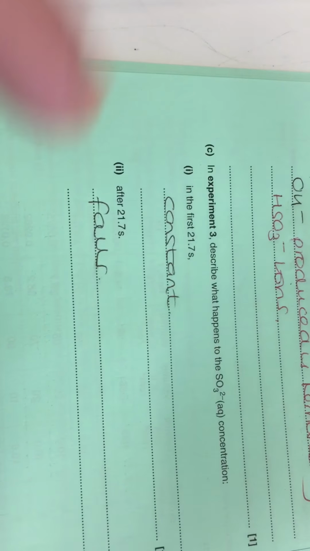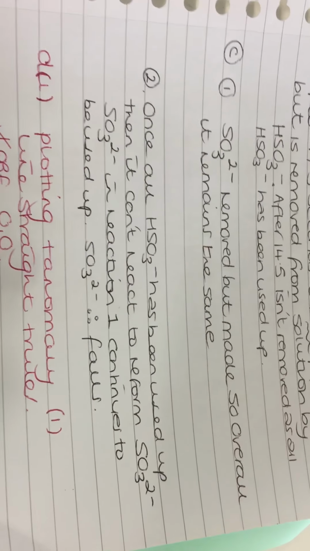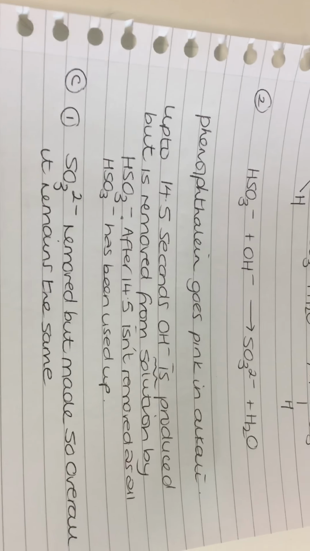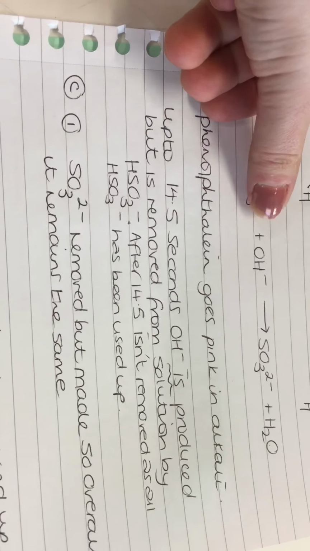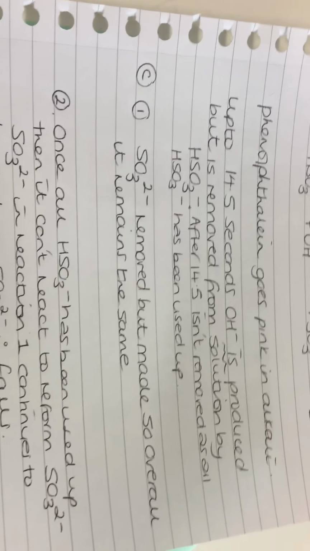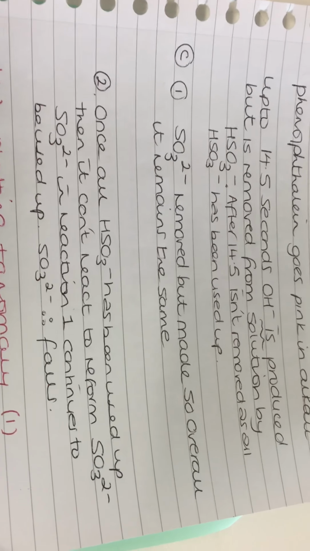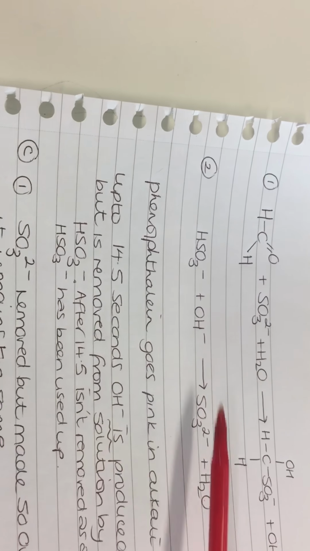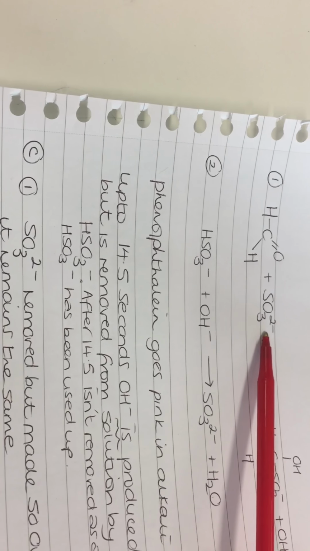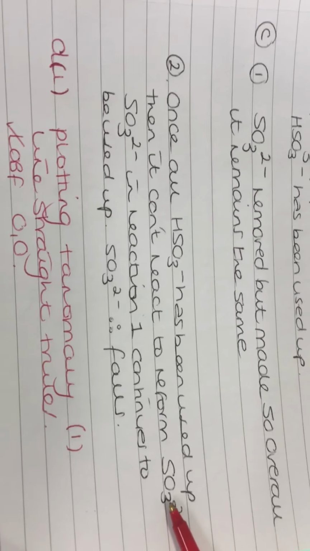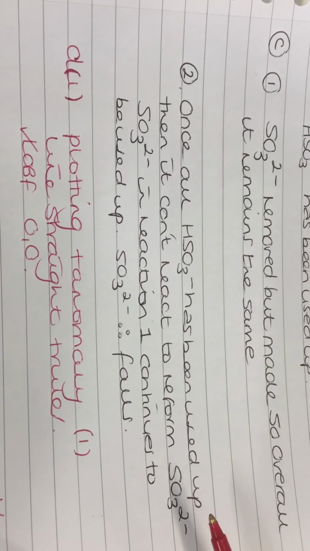It does fall after 21.7 seconds, and the reason that it falls is as follows. Once all of the HSO3 minus has been used up, so if we look here, we've added a small quantity of HSO3 minus, and it tells us that in the exam paper. Once all of that has been used up, then we are in a situation where we can't have it reacting to reform SO3 2-. So as soon as this is gone, this can no longer be reformed. This will still be being used up in equation 1, but we're not reforming any of the SO3 2-. So constant to begin with, and then in the second part it will fall because it is no longer being reformed.